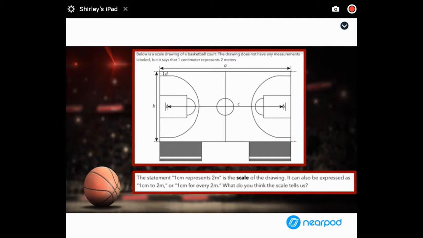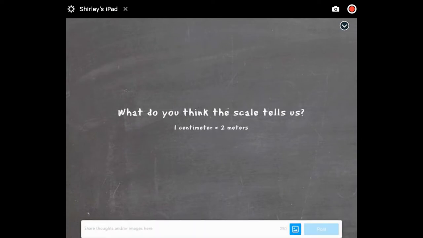So what do you think it means? I'll switch the slide here. What does that scale tell us? If we have that scale drawing of a basketball court, if 1 centimeter is equal to 2 meters, what does that mean? What kind of information does that give us?